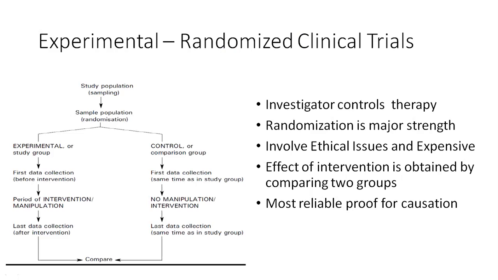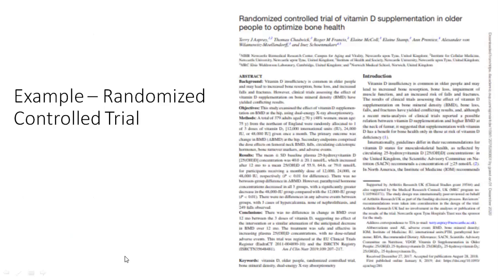A sample randomized study is done. We look into the study population, we go for sampling, and we randomize, we select a sample population, and we randomize this particular sample population into two groups. One group is the experimental group, which receives the intervention. The other group is the control group, which does not receive the intervention as is suggested by the study. You tend to collect the data, follow the patient, and then you compare what was the result. This is an example of a randomized control trial where we are trying to look into vitamin D supplementation in older people to optimize the bone health.